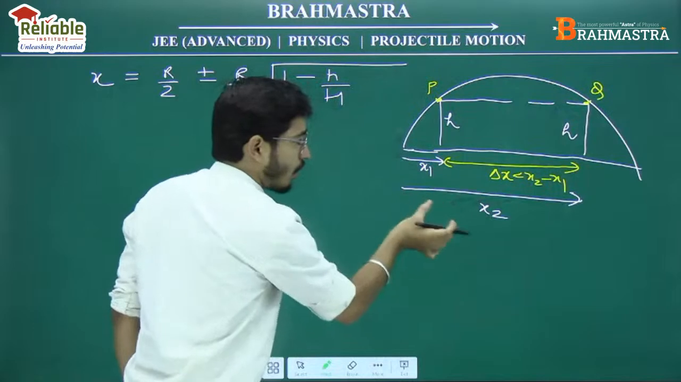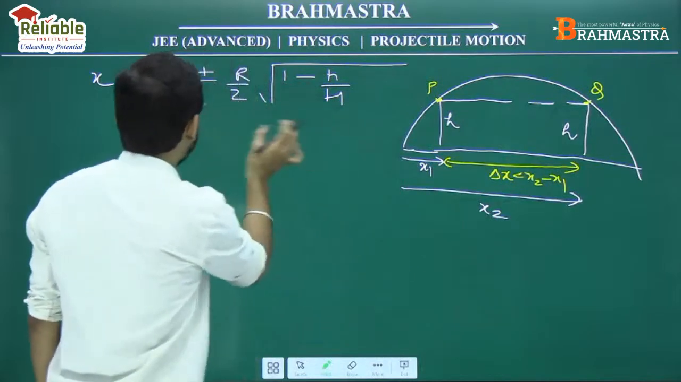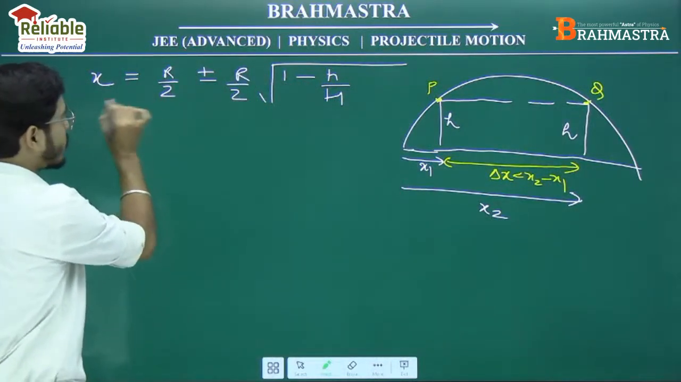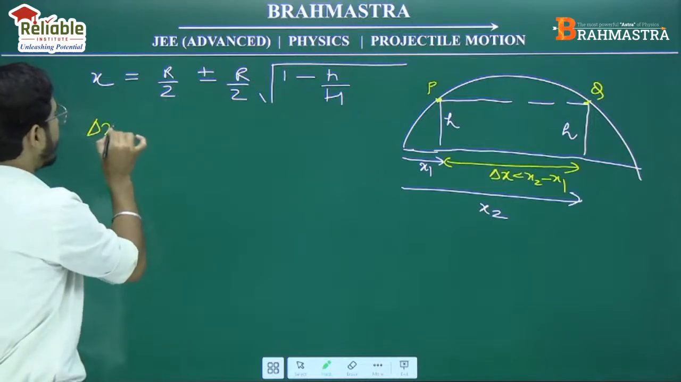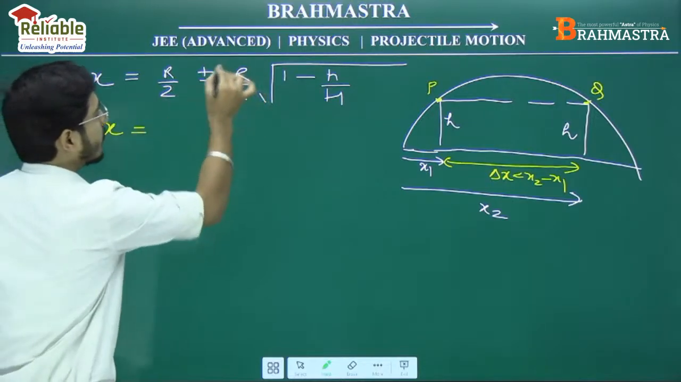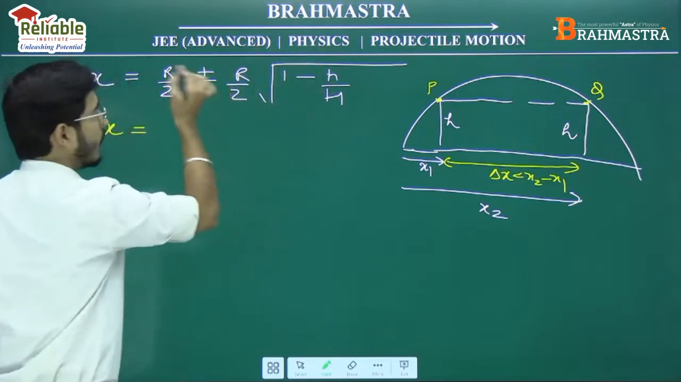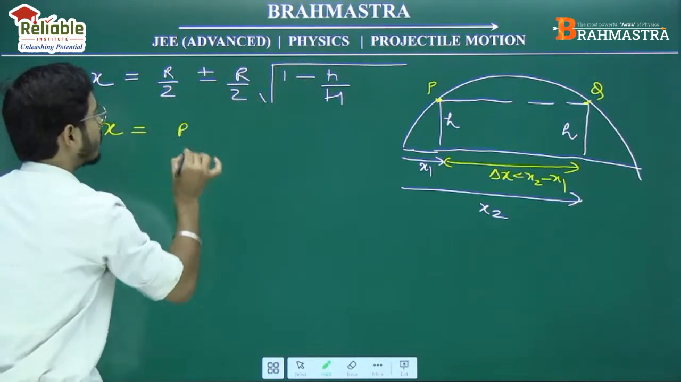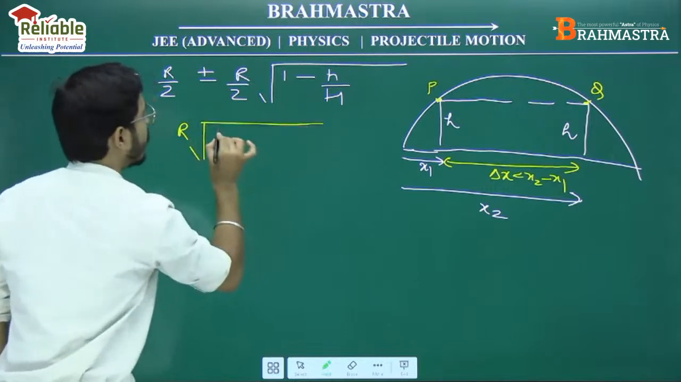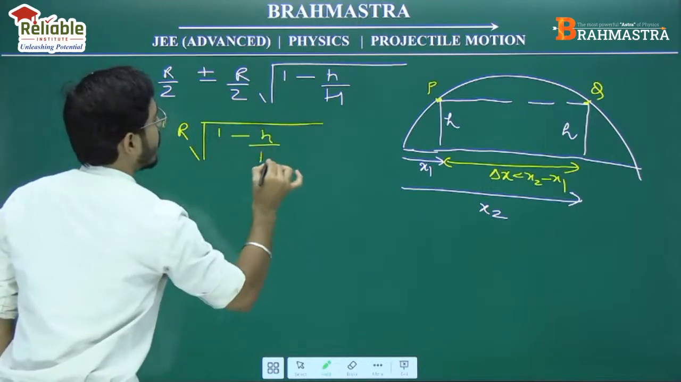It's the difference of these two roots. What happens if we take the difference of the roots x1 and x2? The difference comes out to be twice this quantity, since this is the only quantity that differs in both the roots. So twice this quantity becomes r into under root 1 minus y over h.